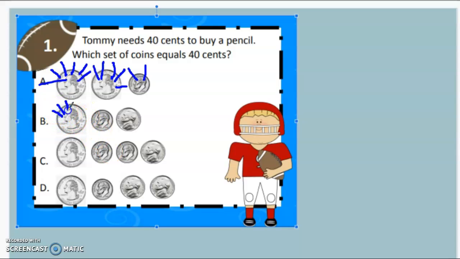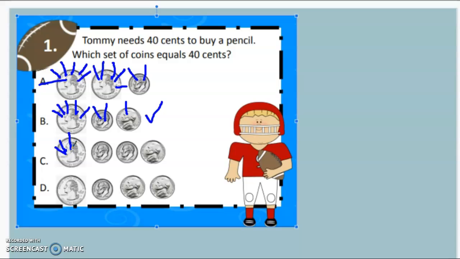5, 10, 15, 20, 25, 30, 35, 40. That works. But we're not done. We still have 2 other answer choices, and we're going to go through all of them to make sure that we didn't make a mistake somewhere.